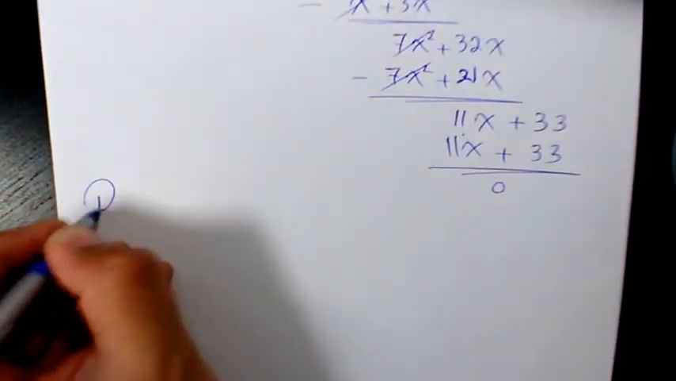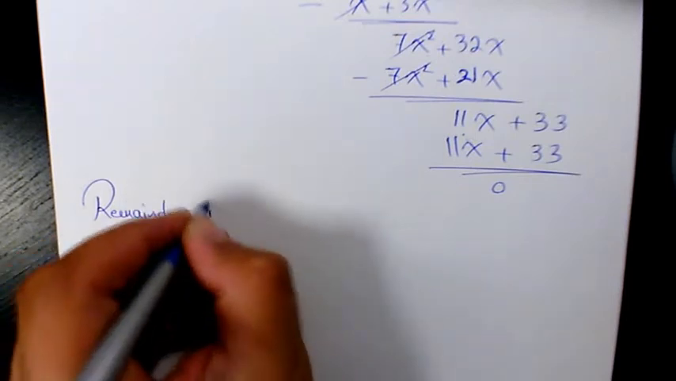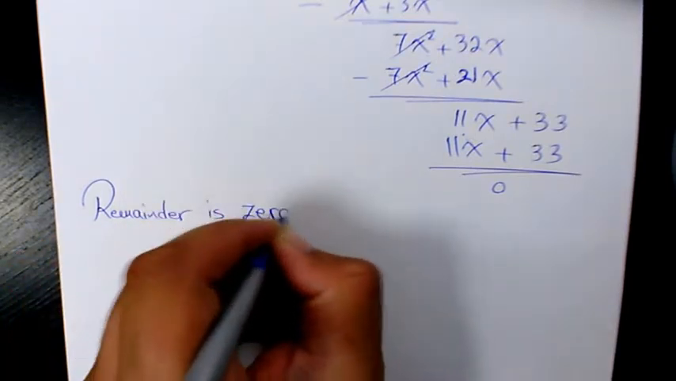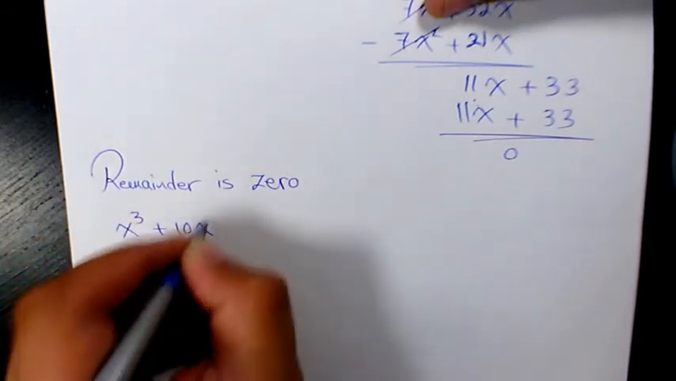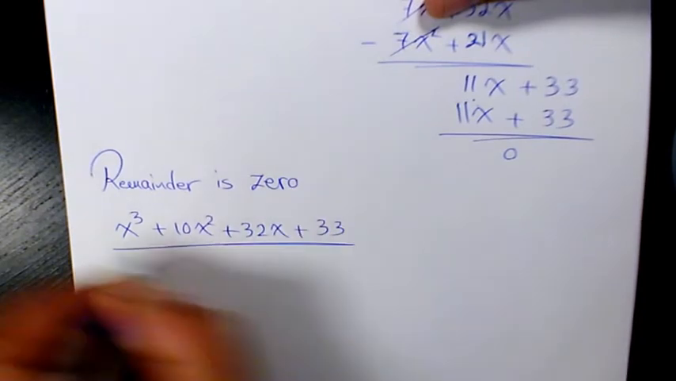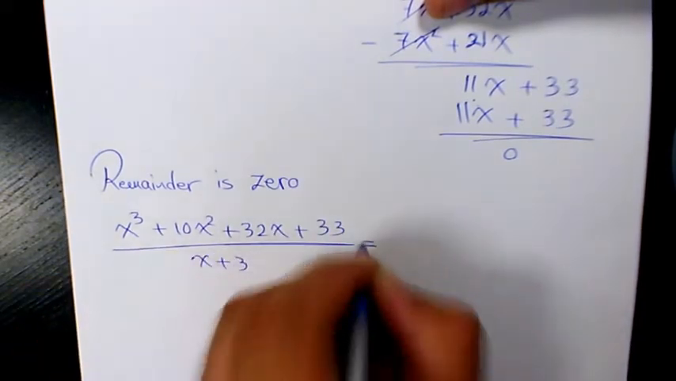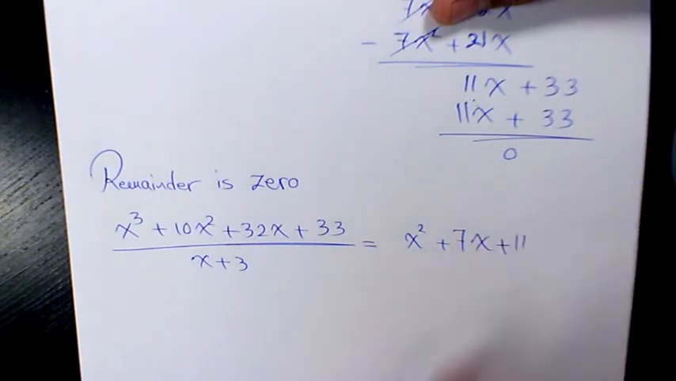So remainder is 0. And we can say x cubed plus 10x squared plus 32x plus 33 divided by x plus 3 is going to be x squared plus 7x plus 11.